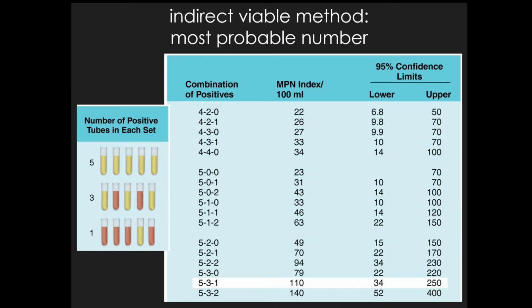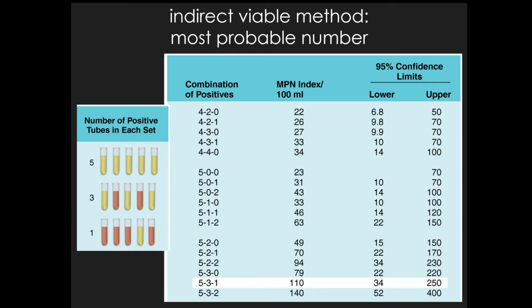So this will tell you the viable number of cells. So we would report that as 110 colony forming units per 100 mL. But we'd also have to put with it the caveat that we're really not that confident in that number. If somebody says, I want you to be 95% sure of the number, you have to say, well, it's somewhere between 34 and 250. So it doesn't give us a really confident number, but it gives us a pretty easy number.